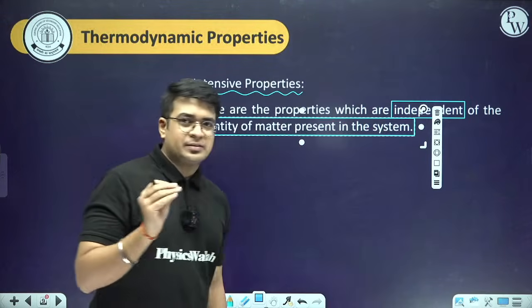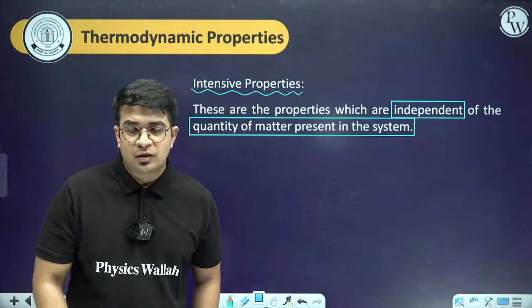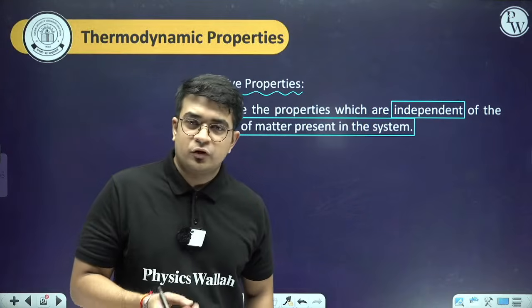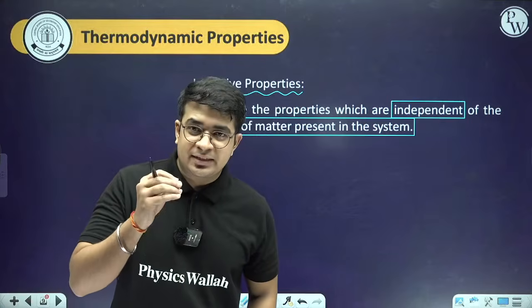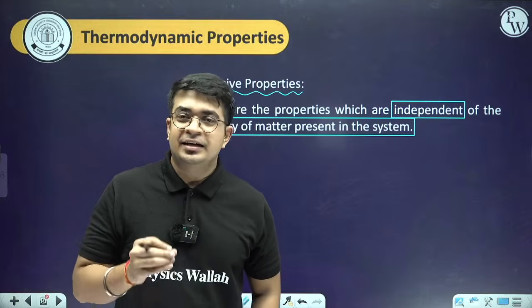And how to understand whether it depends upon the amount or not is a very easy thing. You just have to bifurcate the amount you have taken, and then calculate the same property. If the value is exactly the same, then you can say that this property is an intensive property.